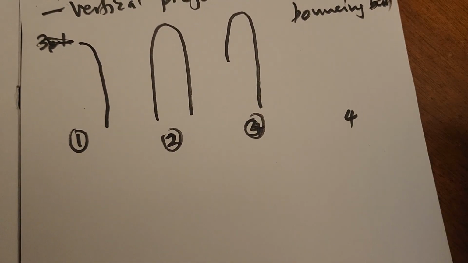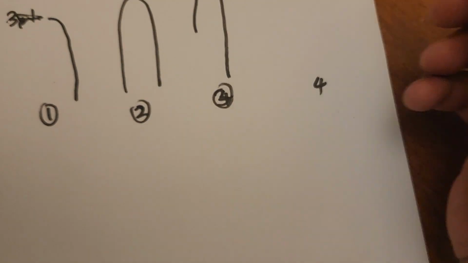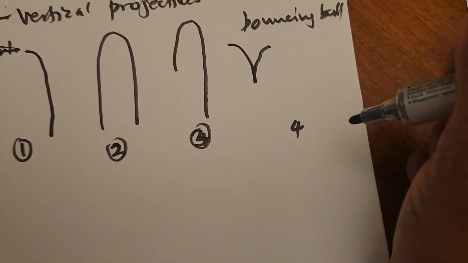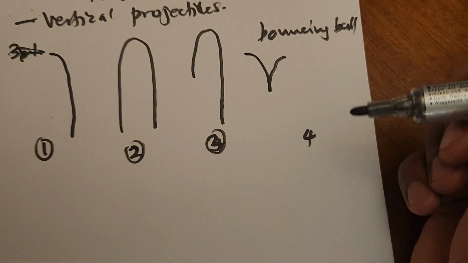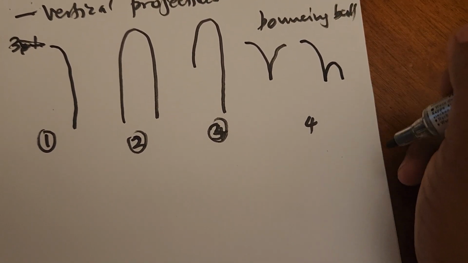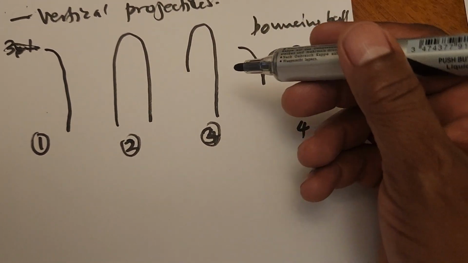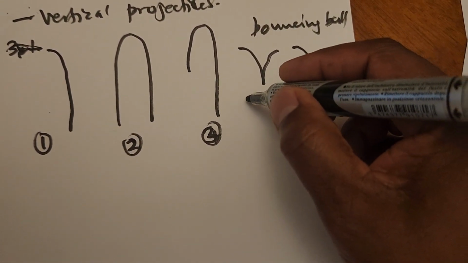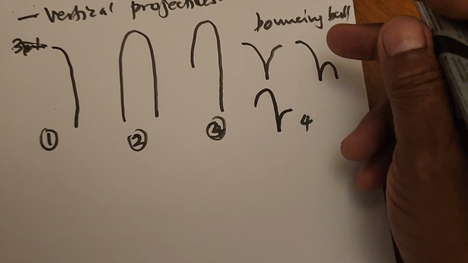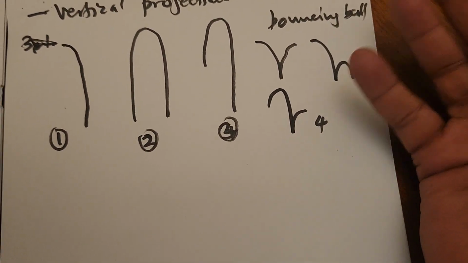In a nutshell, you can combine here. Let's say I combine 1 and 1, it will be this. If I combine 1 and 2, then the ball is dropped, hits the ground and comes this way. If I combine 3 and 1, the ball is projected from this height, comes down, and then this case. So you can combine. That's the bouncing ball.